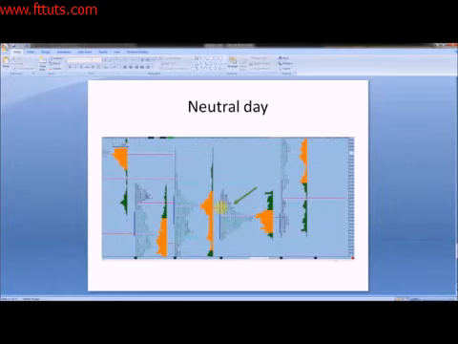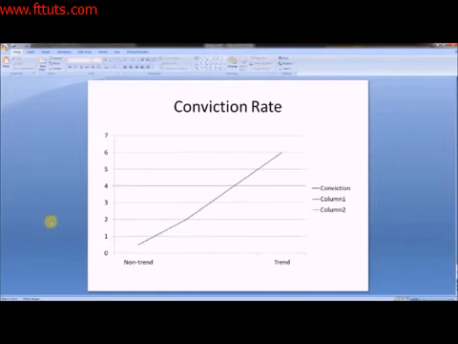Again, a neutral day, very, very similar to a non-trend day, marked by that probe either side of the initial balance, and we're failing to escape on either side of the initial balance. Now, in terms of our conviction rate, of course, naturally, and this is the market conviction rate and should of course be your conviction rate, on a non-trend day, the market has no conviction whatsoever. The market has no conviction to move one way or the other.